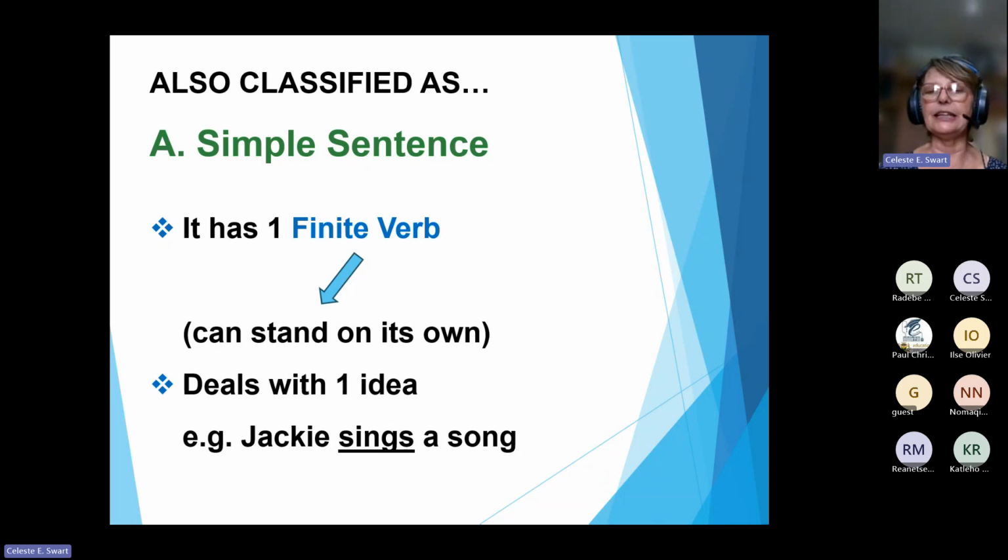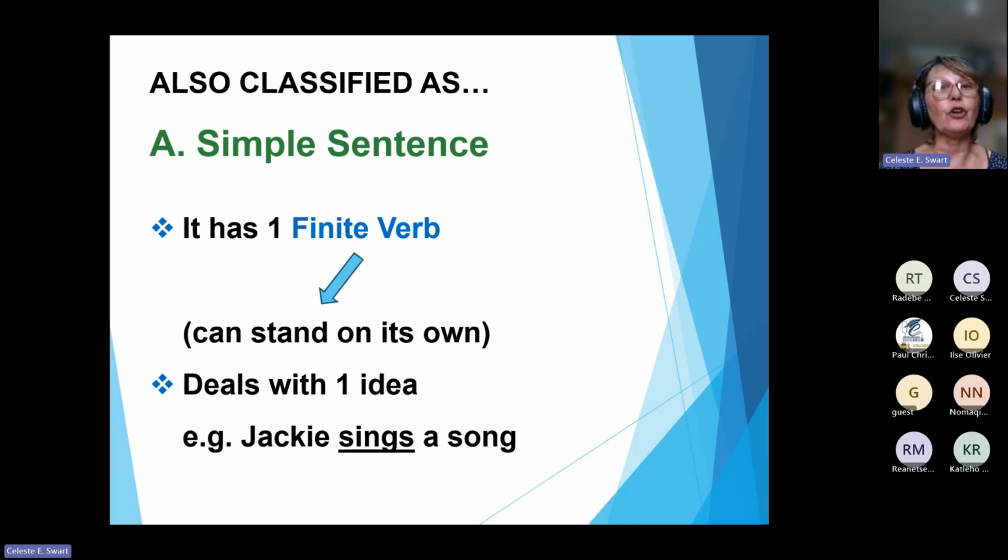For instance, we could say, Jackie sings. And it could stand on its own. It's a finite verb, sings. Or, Jackie sings a song. And then we have added our object. So yes, we have a simple sentence. And I want you to remember these simple sentences because you know what's going to happen. You are going to land up having to figure out compound and complex.